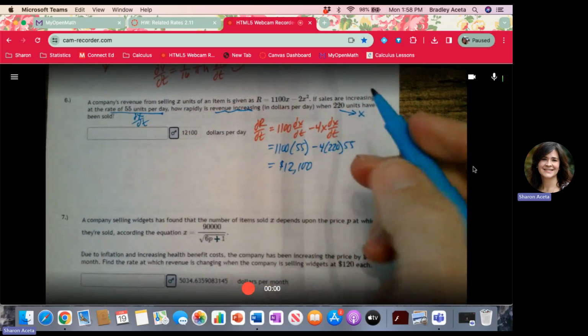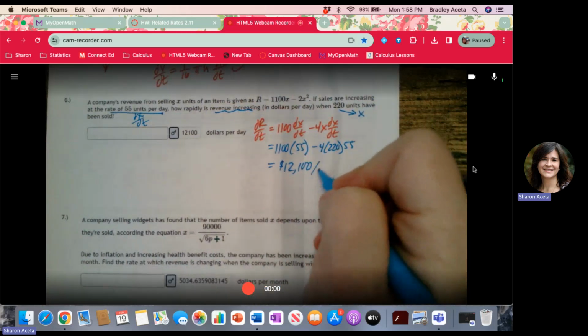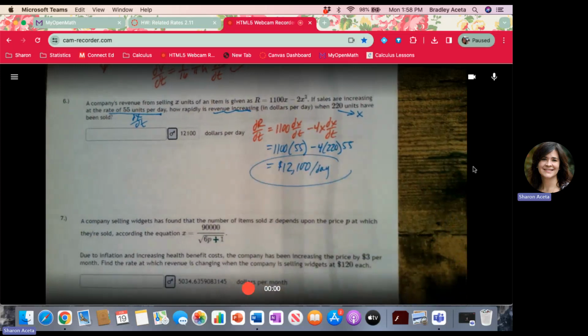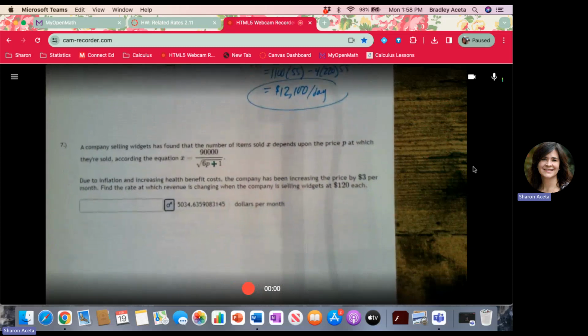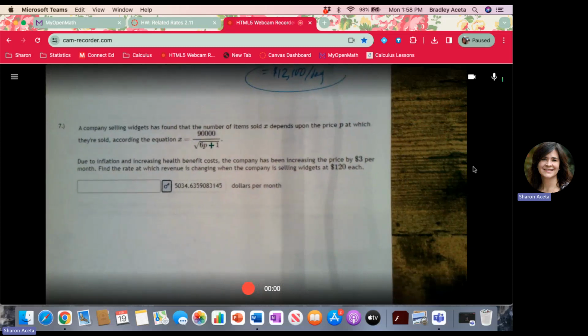12,100 would be the revenue in dollars per day. All right, and this last one, a little bit tougher. And what's tough about it is honestly just the derivative.